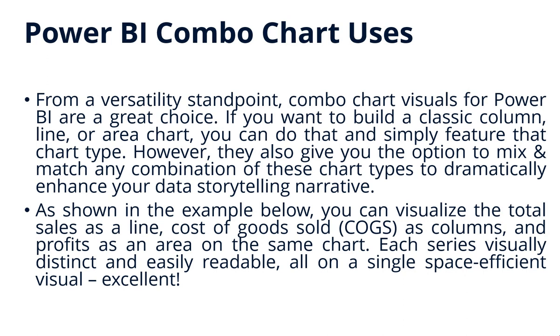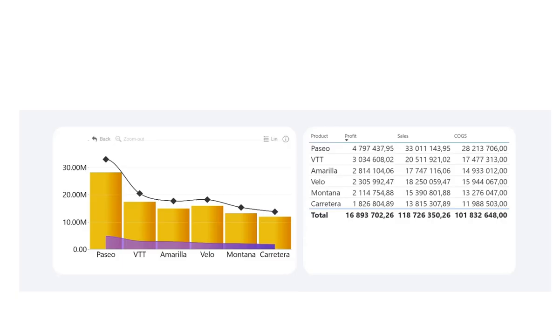As shown in the example below, you can visualize the total sales as a line, cost of goods sold as columns, and profits as an area on the same chart. Each series is visually distinct and easily readable, all in a single space-efficient visual. You can see here what the profit and the sales are for each product. So this is the profit and this is the total sale for each and every product.